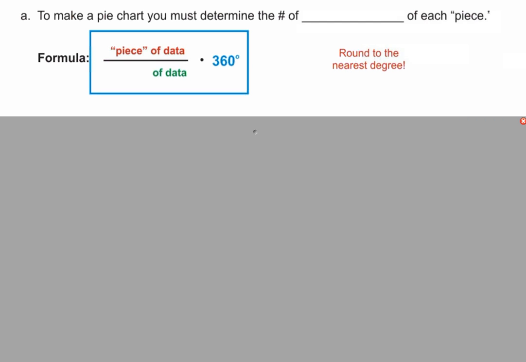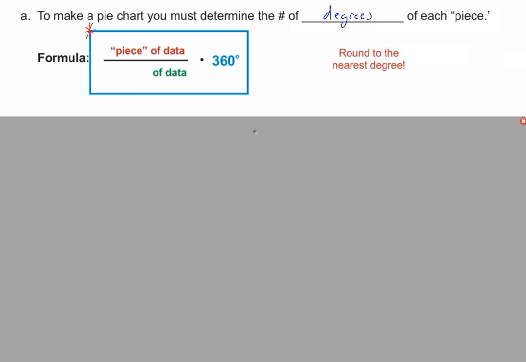All right, to make a pie chart, pie graph, circle graph, you must determine the number of degrees of each piece. So I see a lot of you have your calculators out. You're going to need your calculator here in a moment. You must memorize this formula. I will not give it to you on a quiz or a test.